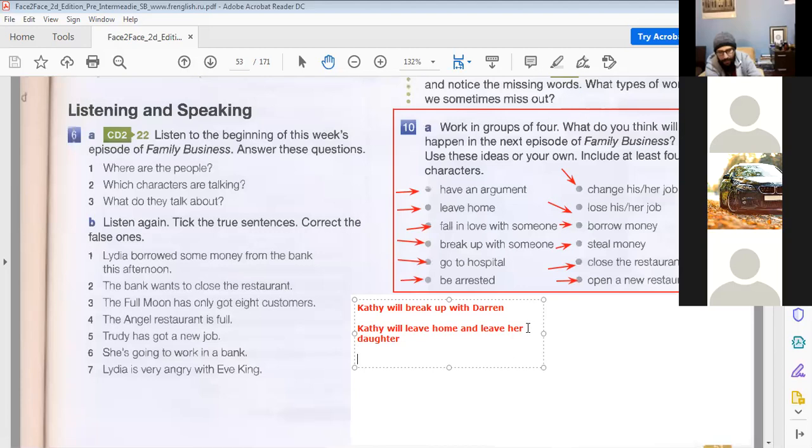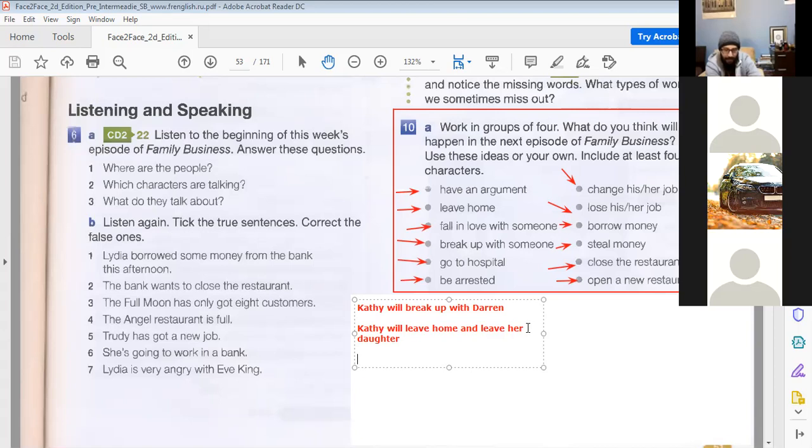Sorry, Manal? Because the boss of Angel restaurant, she will call the police. Ah, you think she'll call the police? Yes. But maybe she died in the fire. Maybe Lydia died in the fire. No. But Lydia is alive. Lydia, in the end of the episode, she was alive. Why would she die?